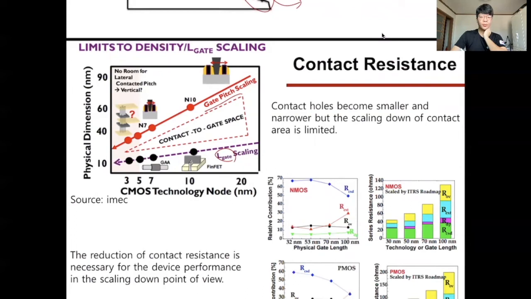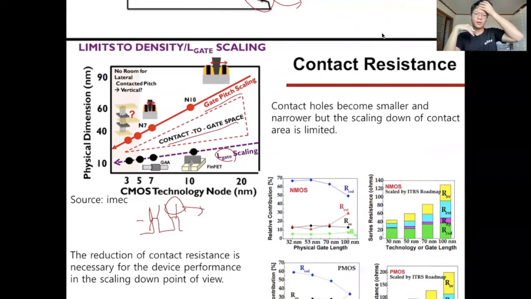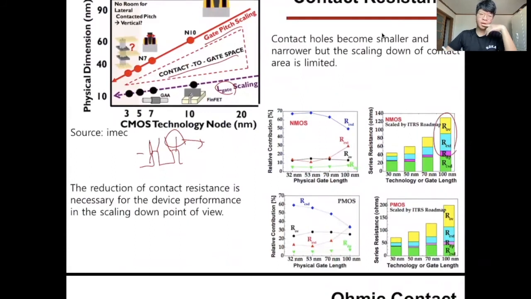So if the gate pitch is minimized, let's say if there are two fins, then there is a contact here. So the contact-to-gate space should also be lowered. However, that is very bad for the contact resistance, because resistance is inversely proportional to the area. The parasitic resistances are greatly diminishing with many knobs. However, the contact resistance between source and drain is not diminishing relative to other external resistances.